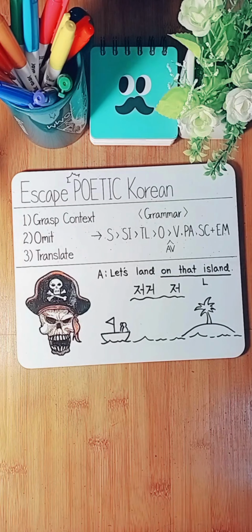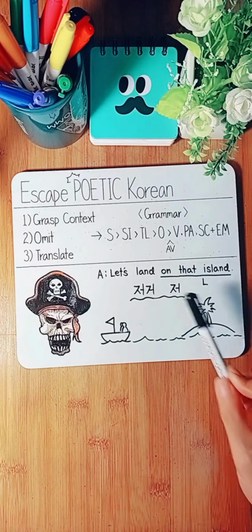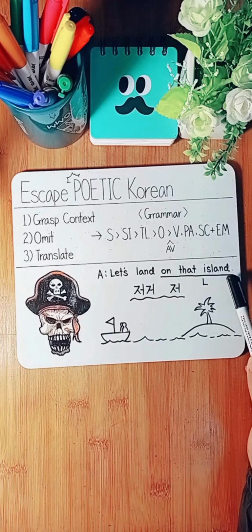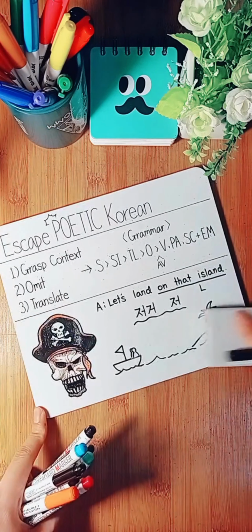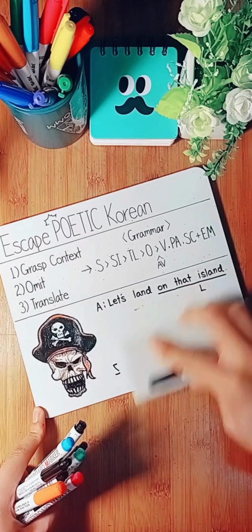Okay, so in this case, which one should we use then out of the 4? Is it this or this? Exactly, yes. It's 저 because I placed it in front of a noun, island, and I am using it as a pair, that island. Okay.